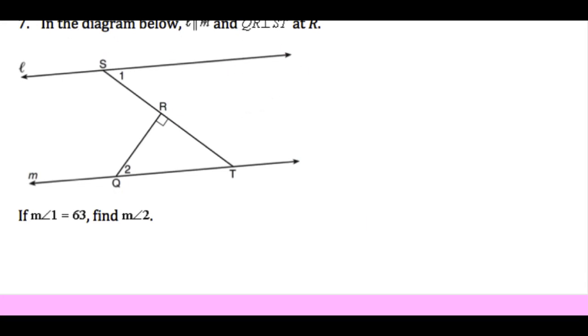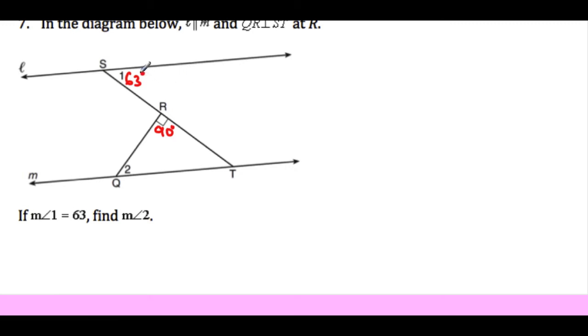Yes, as my daughter mentioned just now, we end up using 180 for many things here. Let's look at number 7. In the diagram below, these two lines are parallel. And we see the right angle over here, that's equal to 90. Now, angle 1 is 63.